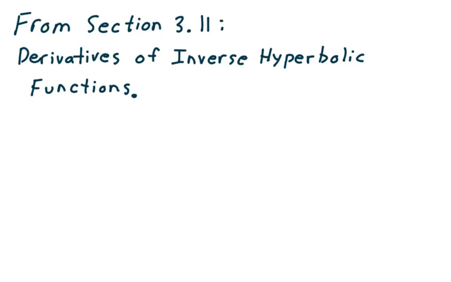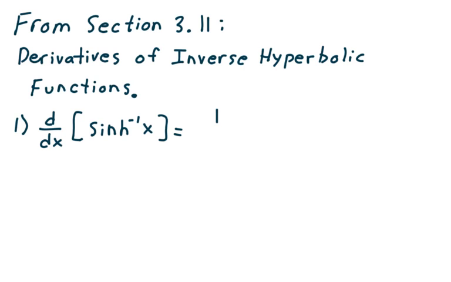This is a video from section 3.11. We're going to look at derivatives of inverse hyperbolic functions. We're going to start with number 1. The claim is that the derivative with respect to x of the inverse hyperbolic sine of x is equal to 1 over the square root of 1 plus x squared.